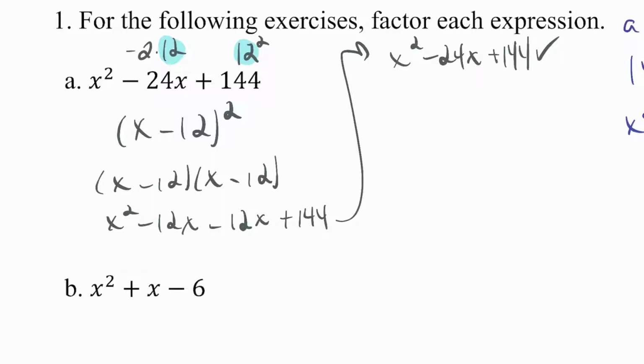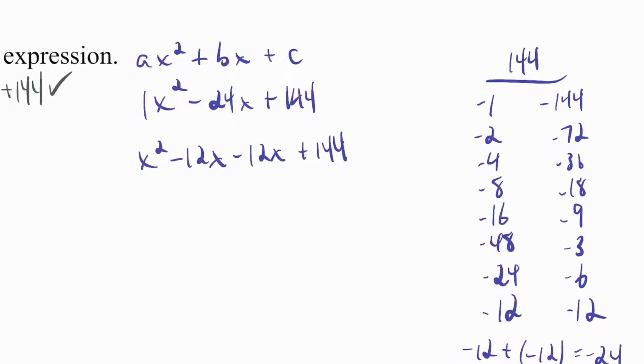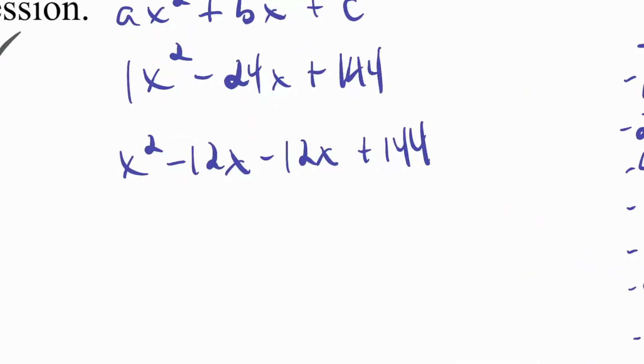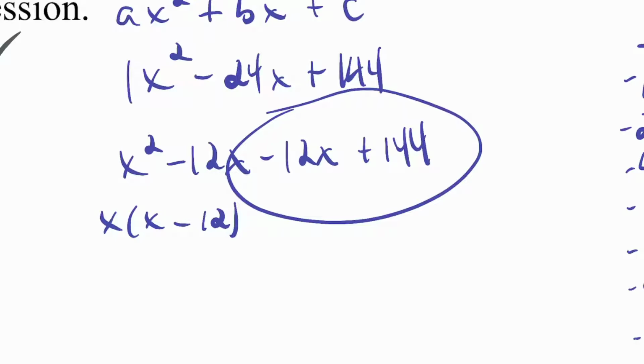Okay, so let's go back over here. What I'm going to do next is called factoring by grouping. I'm going to look at these two terms and factor out the common factor, in this case x. So x times x minus 12. And then here, the common factor is 12. But if I just factor out 12, I'm going to run into a problem. Let's go ahead and write that and see what happens.